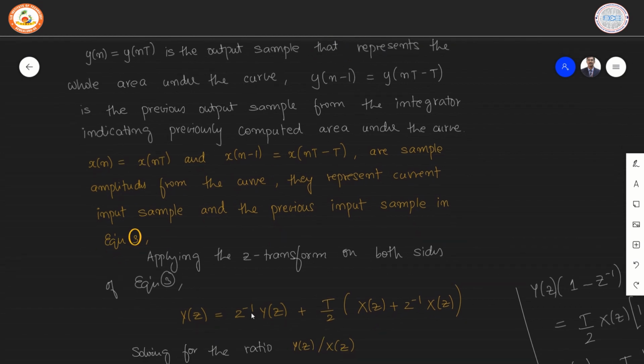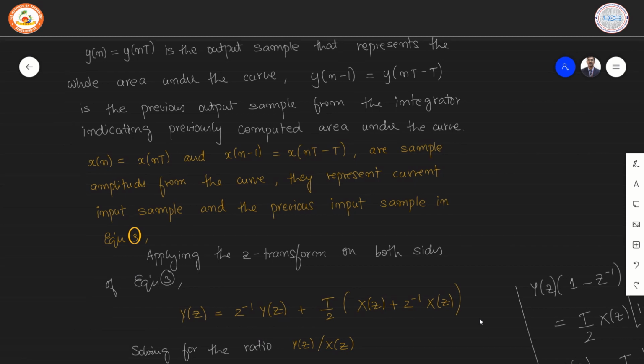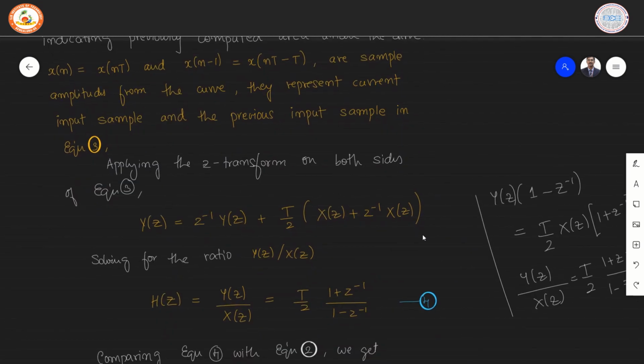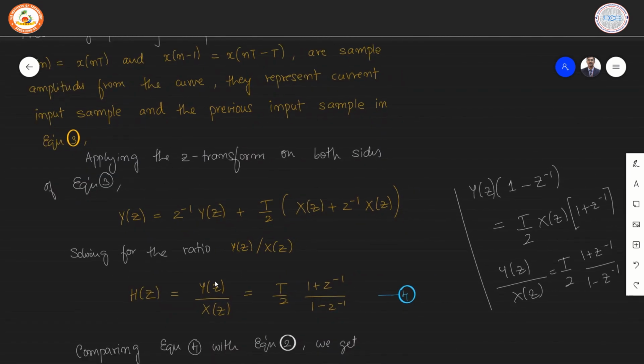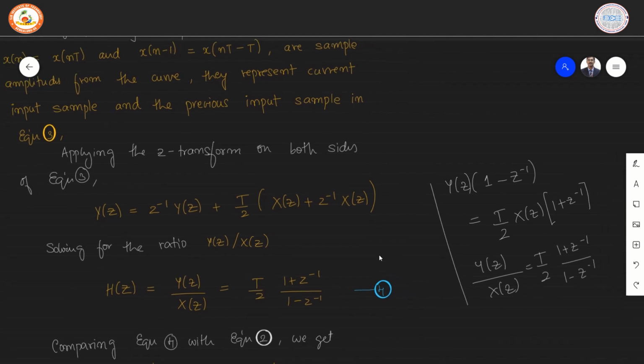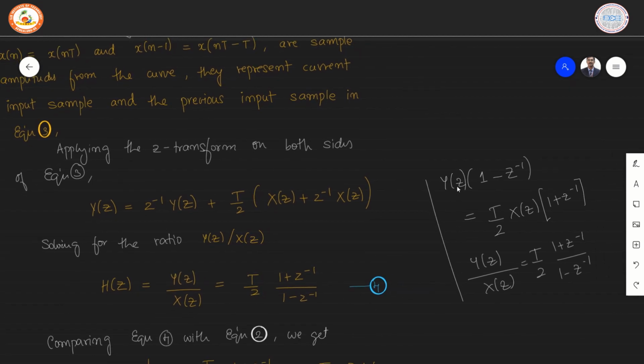Y of z is equal to z power of minus 1 y of z plus T by 2 times x of z plus z power of minus 1 x of z. And we have to solve for the ratio, that is y of z by x of z. The simplification may be done as shown here.